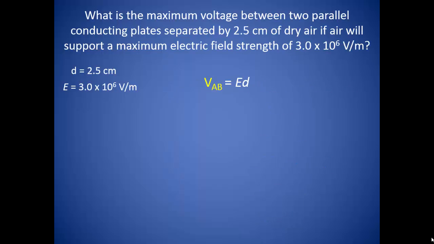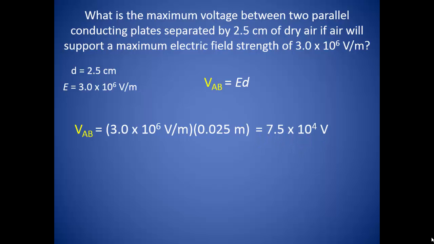So what is the maximum voltage between two parallel conducting plates separated by 2.5 centimeters of dry air, if air will support a maximum electric field strength of 3 times 10 to the 6th volts per meter? Pretty straightforward, in that we know the electric field and we know the distance. So finding the voltage is just a matter of plugging those into the equation. Of course, we're going to double check our units to make sure they all match up. And we find 7.5 times 10 to the 4th volts.